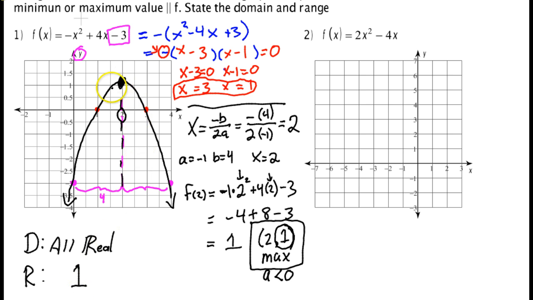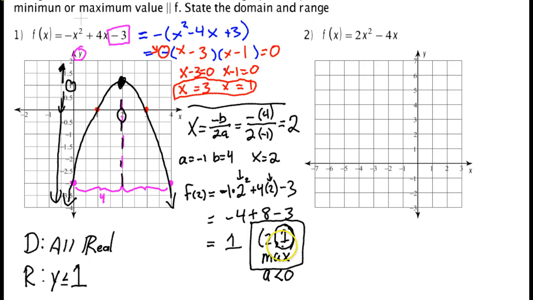So all the y values, are they above 1 or below 1? Do you see the graph going up this way or going down this way? Is the graph up here or is it down here? Yeah, it's down. So these are all the y's less than 1. So it's at 1 and below. So we just say y is less than or equal to 1 for our range.